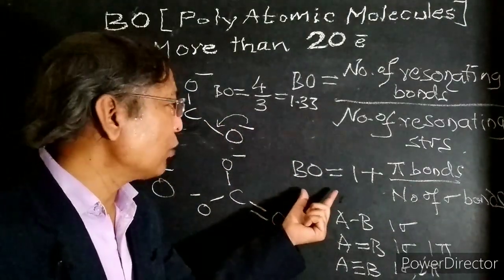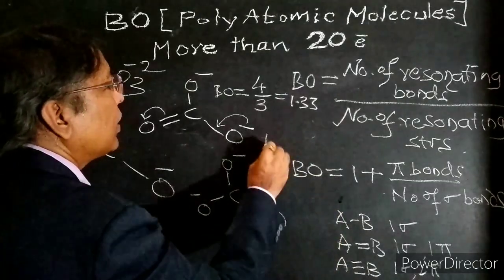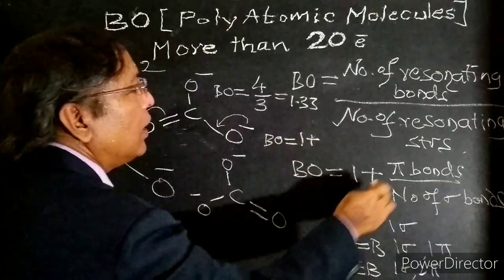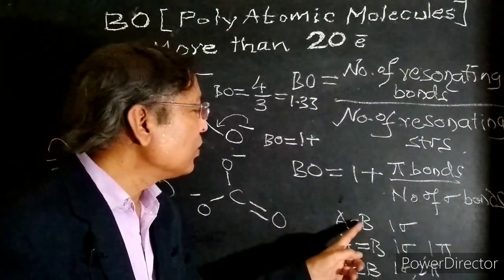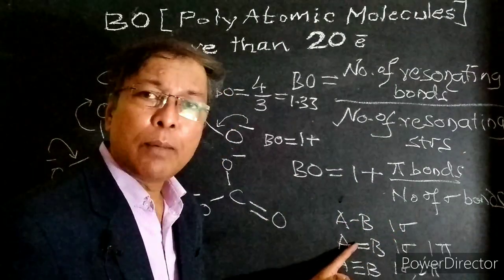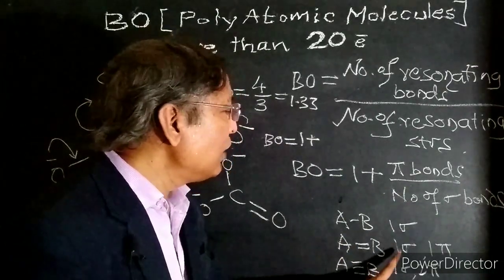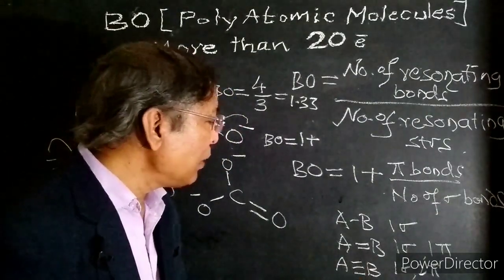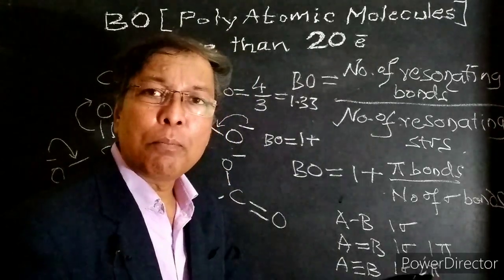If you want to calculate the bond order using this other formula, let us use it. Bond order equals 1 plus the number of pi bonds. How to calculate sigma bonds and pi bonds? If there is only one bond present, it is a sigma bond. If there is a double bond between two atoms, out of the two bonds, one is a sigma bond and one is a pi bond. If there is a triple bond between two atoms, one bond is sigma and two bonds are pi bonds.